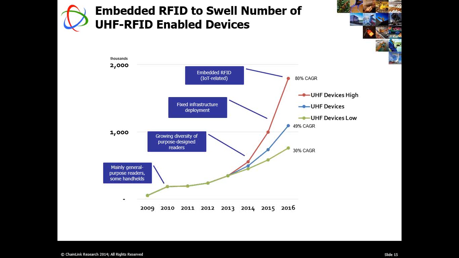Our mid-range scenario, the blue scenario, assumes that growth in traditional fixed and handheld readers continues as it has been, with maybe a little bit of acceleration due to retail. That'll get you to about 1 million UHF-enabled devices by 2016. But if embedded RFID takes off, you're going to see the high scenario, which means something like a couple million UHF devices by 2016. And it will continue past 2016 at rapidly escalating rates. All right, now let's take a look at how the value chain is put together.